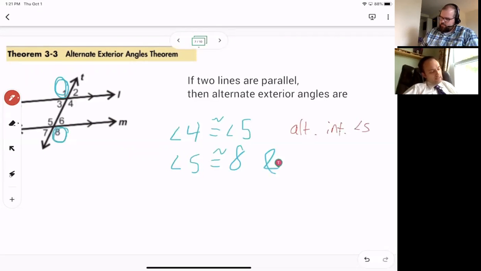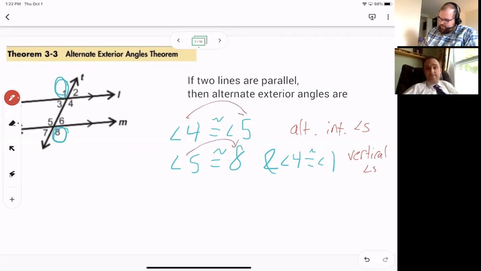And angle 4 is congruent to angle 1. Why is that? Those are vertical angles, and we just proved that. And now we're going to use the supertransitive property. Just kidding, it's just the transitive property. So we're going from 4 to 5, and then 5 to 8, and then 4 to 1.